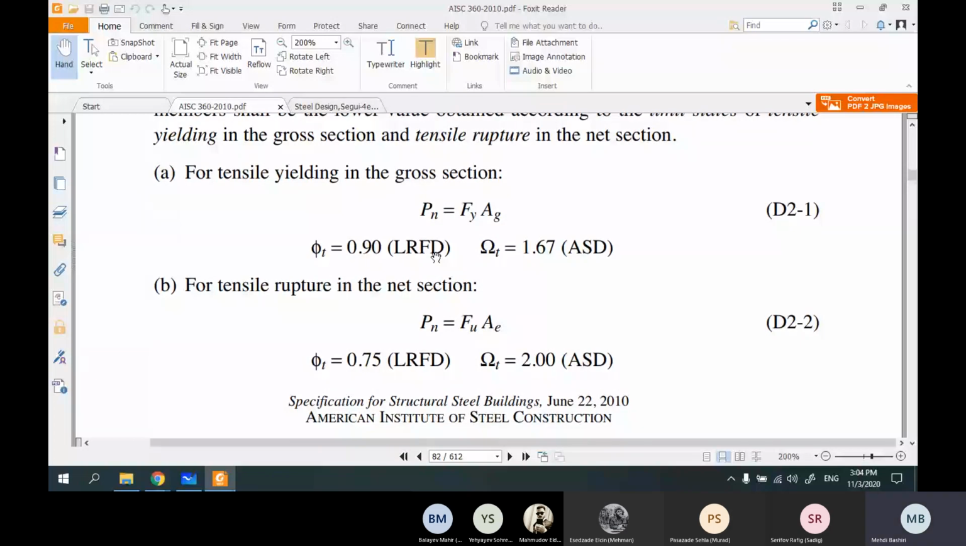As I said, we have Fy and Fu. So you know what they are. And also we have AG and AE, also we have AN. I explained it once, and now I'm going to explain it again. G stands for gross, and E stands for effective. What are they?